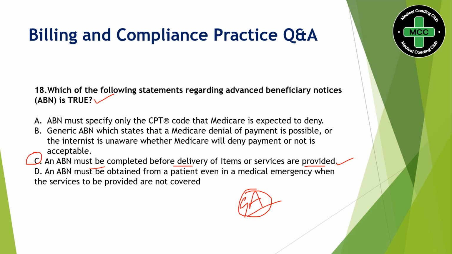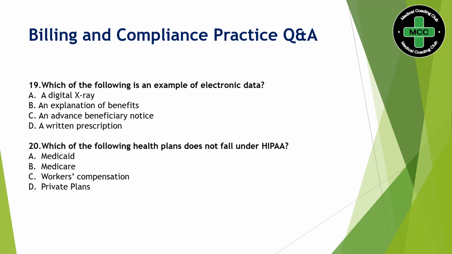And next question, which of the following is an example of electronic data? So the answer is option A, digital X-ray. All options are available electronically, but the digital X-ray. Sometimes an X-ray will be on film, X-ray film. Whenever they need digital X-ray, it will be electronic data. Answer is A.